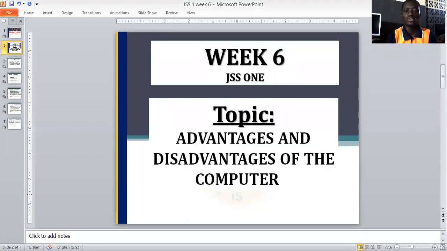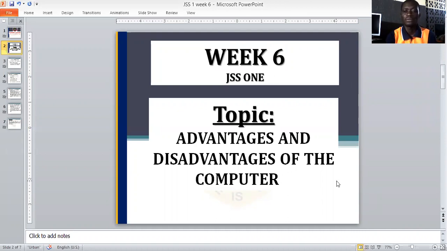Today, we are going to be considering the advantages and the disadvantages of the computer.